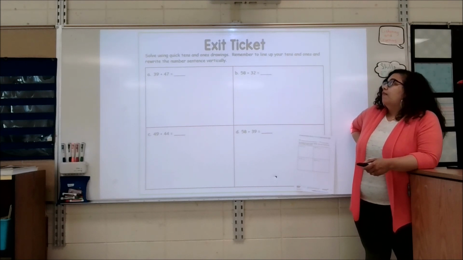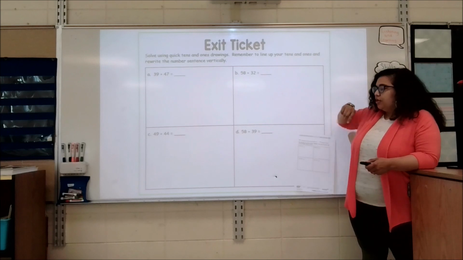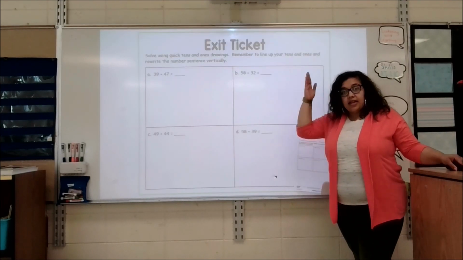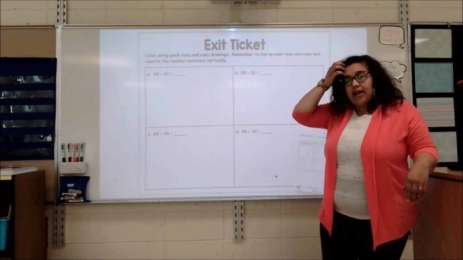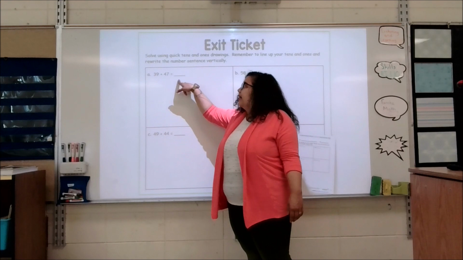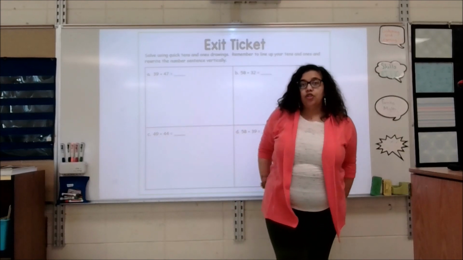It says solve using quick 10s and 1s drawings. It's not done if you don't have a picture. You have to draw a picture. Remember to line up your tens and ones in your drawing. Then you are to rewrite the number sentence vertically. So the stacked number sentences that we were working on. Stacked up and down, vertical, that's up and down, okay? Right now it's horizontal, side to side. Vertical is up and down. That's what your job is.